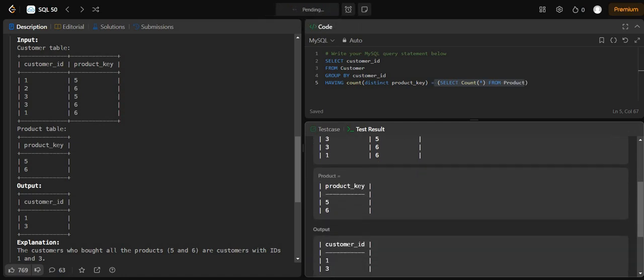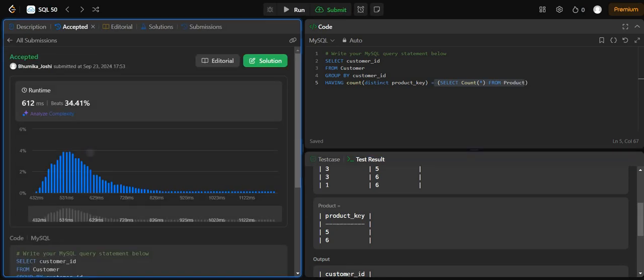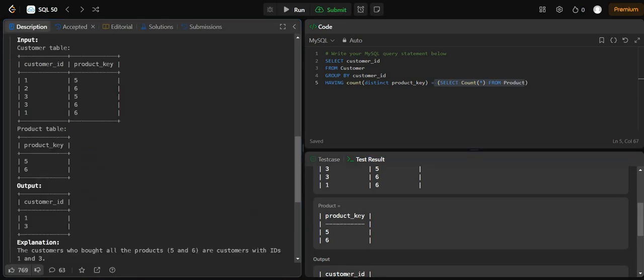So one more thing I want to highlight over here is, you must be thinking, why we haven't used a where clause instead of having clause. Here we have to first group the customer IDs. We have to get a group of all the customer IDs who have bought products from product table. Having clause is always used after group by clause, whereas where clause is used before group by.